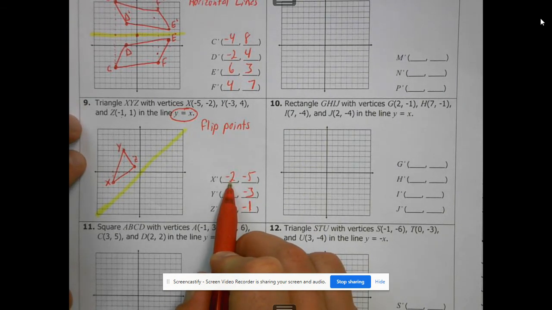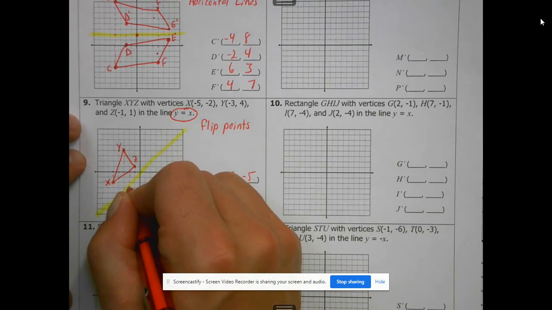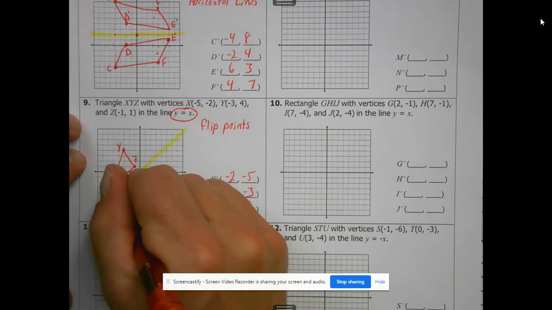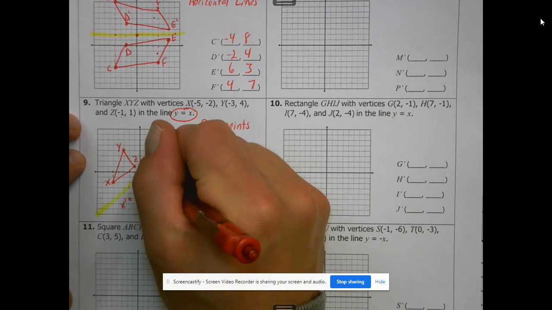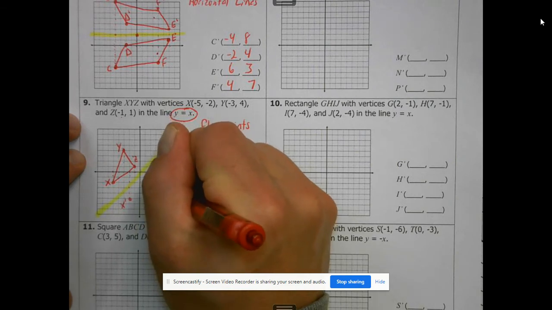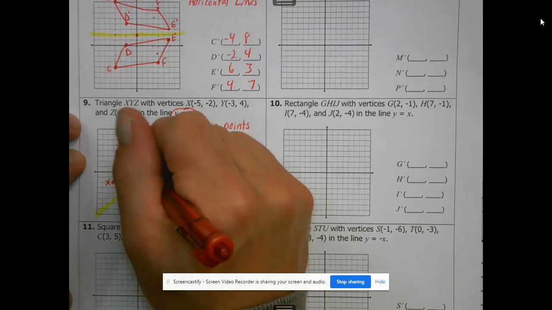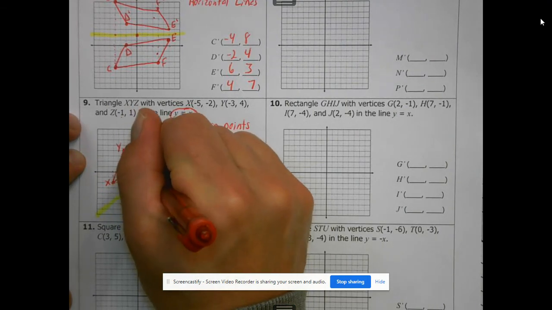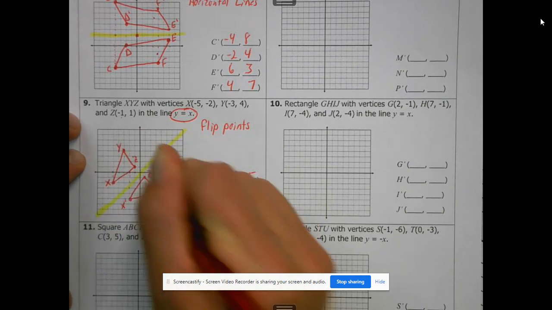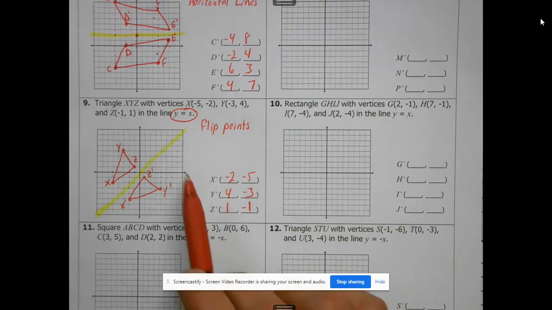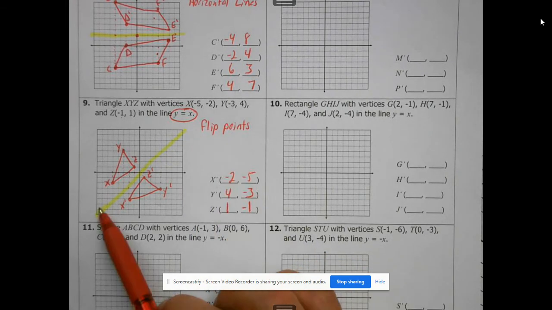X prime is back 2, down 5. Y prime over 4, down 3. Z prime over 1, down 1. Connect the points. And there you go. So remember, for y equals x, you just have to flip the points. And the line of reflection is a line that goes up to the right.